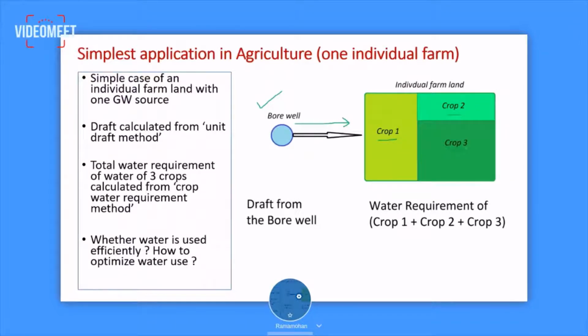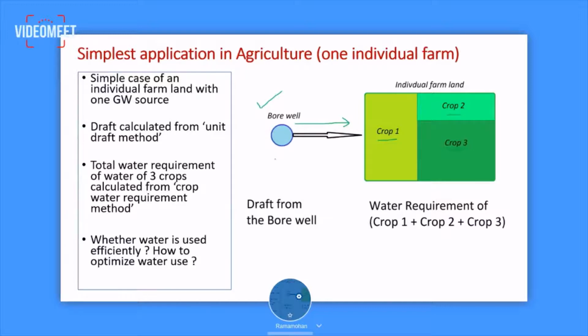Between these three crops it is divided, maybe 4 acres, 2 acres, 3 acres, like that. He has been cultivating that, and water is used to irrigate these three crops in a given season. Now, if you look at the draft from the borewell, we have already discussed while discussing the water budgeting tool: what is a unit draft and what is the draft from a borewell?